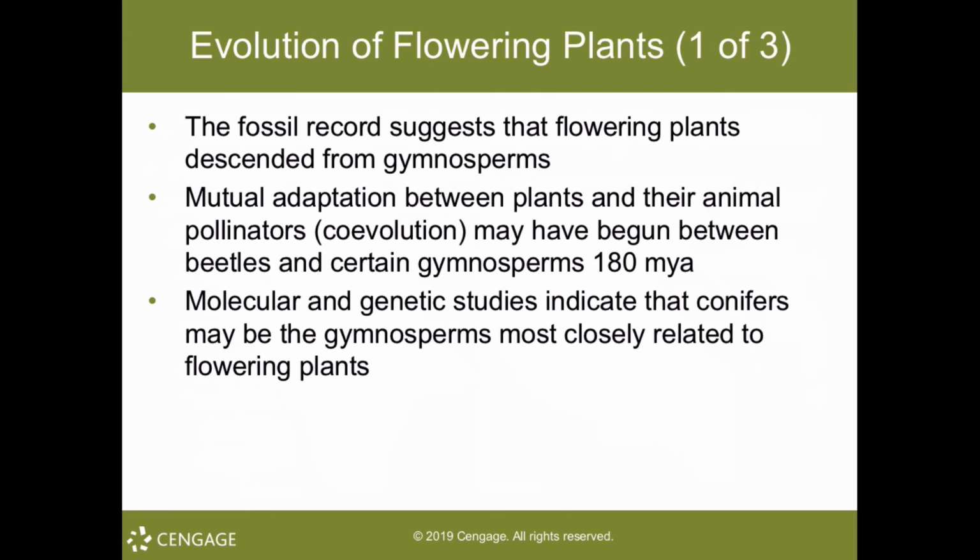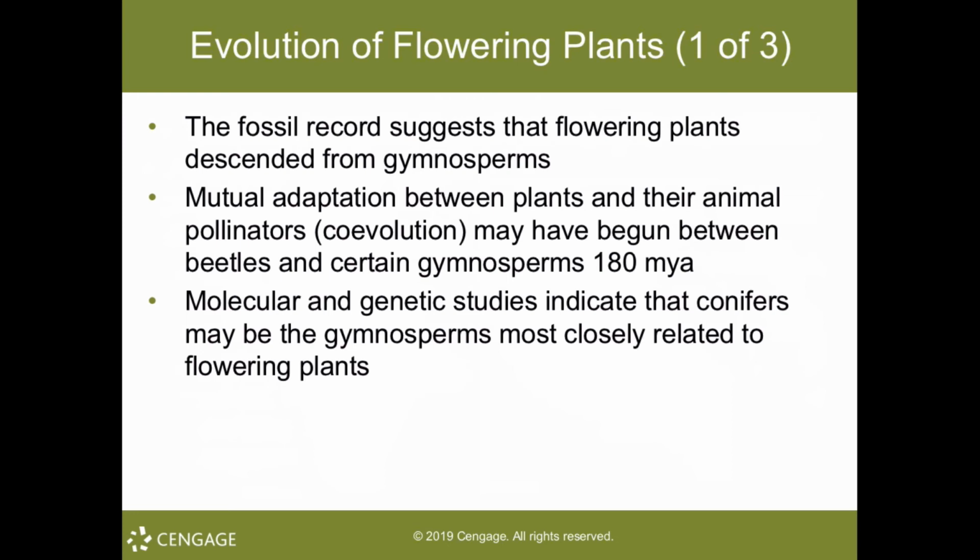So now we get to the evolution of seed plants. Fossil evidence states that seed plants descended from the gymnosperms. And I hope that's obvious to you all by the way this course has been taught. In other words, we began with the first land plants, the bryophytes. From there we went to the seedless vascular plants, then to the gymnosperms, and now to the angiosperms.